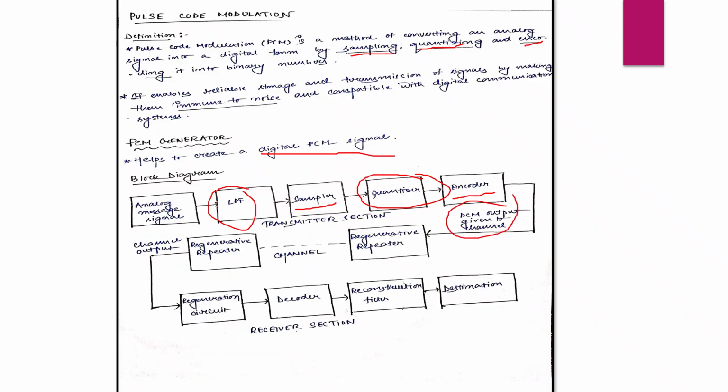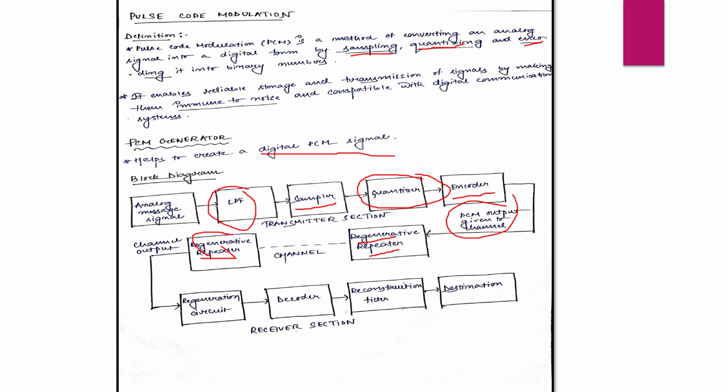Then during the transmission, we use regenerative repeaters. Regenerative repeaters are used to restore the signal quality and reduce the noise effects. Then it flows through the channel, and then we again use a regenerative repeater for the same purposes. Then we get a channel output signal.